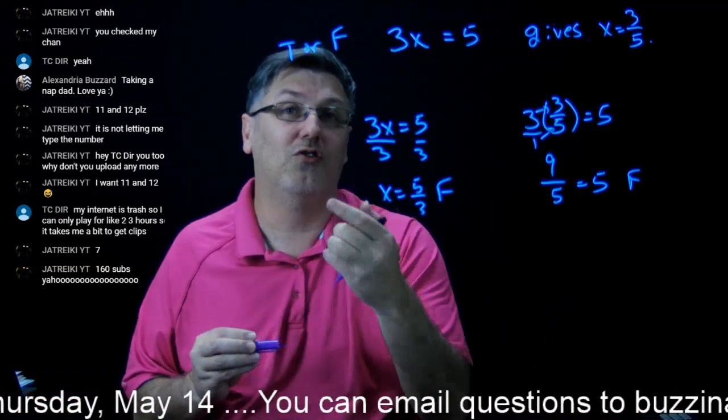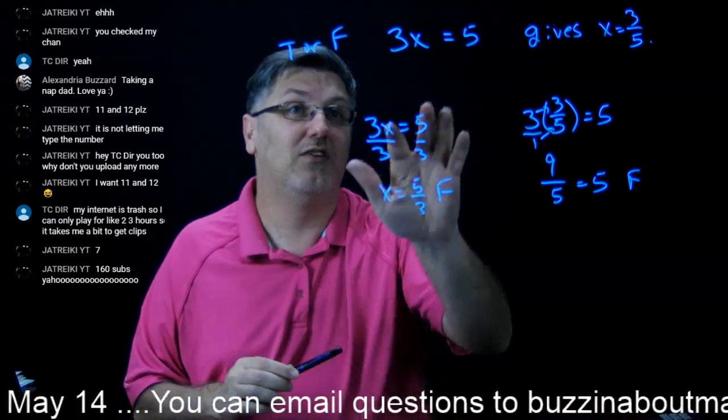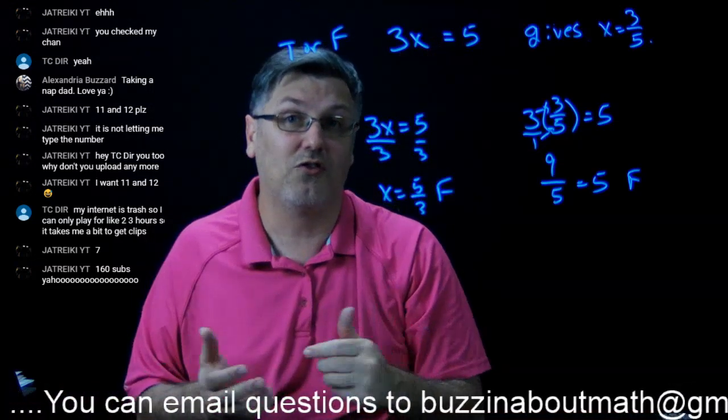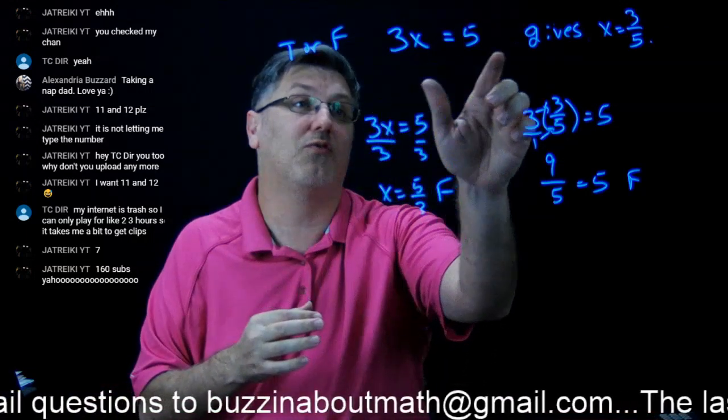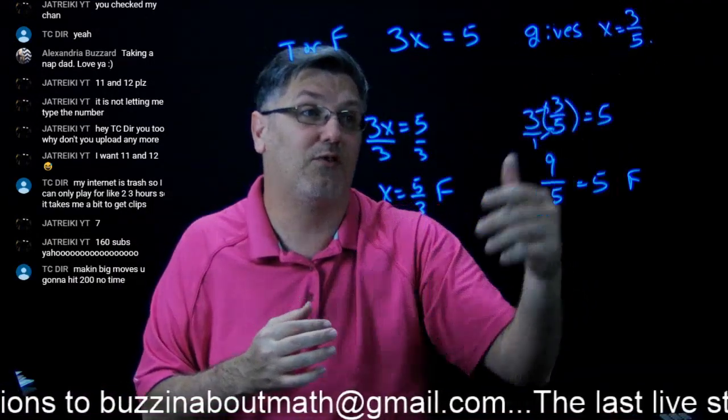Because these true-false, you can treat it as biconditional. These linear equations only have one solution, so they're going to be what we call biconditional. They're if and only if statements. 3x equals 5, if and only if x equals 5/3.